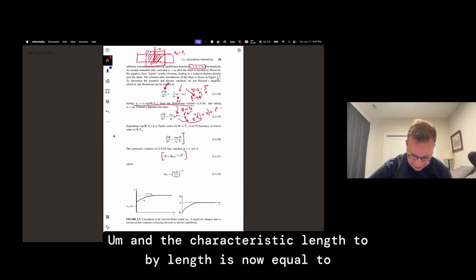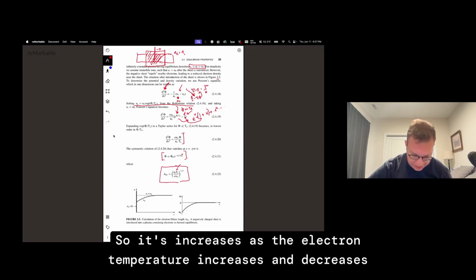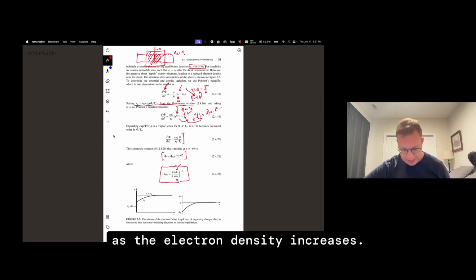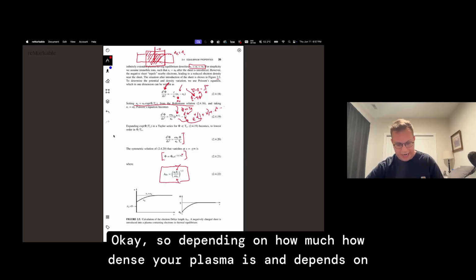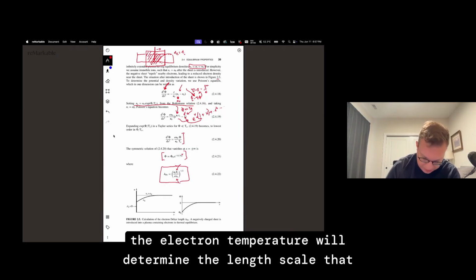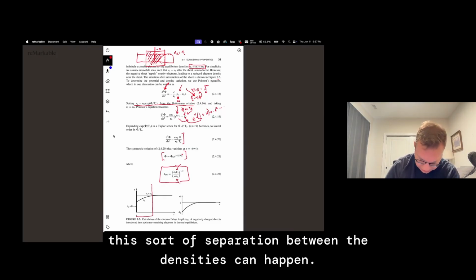And the characteristic length, the Debye length, is now equal to these properties. So it increases as the electron temperature increases and decreases as the electron density increases. Okay, so how dense your plasma is and the electron temperature will determine the length scale that this sort of separation between the densities can happen.